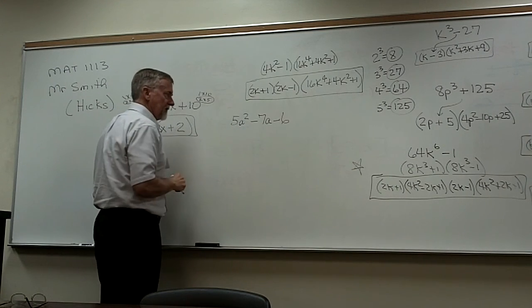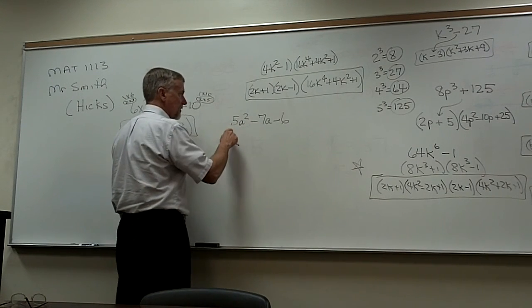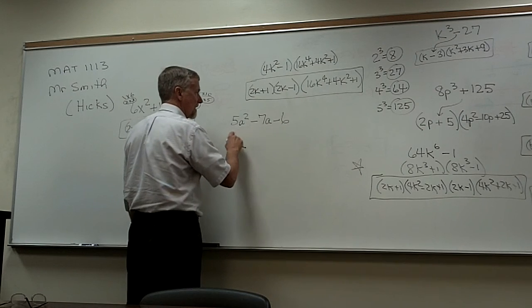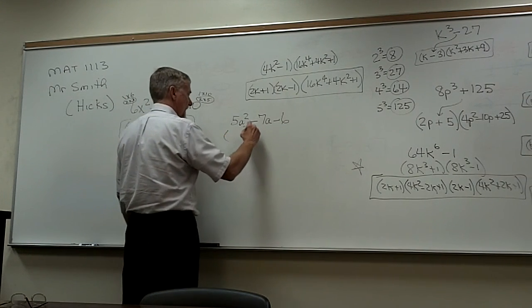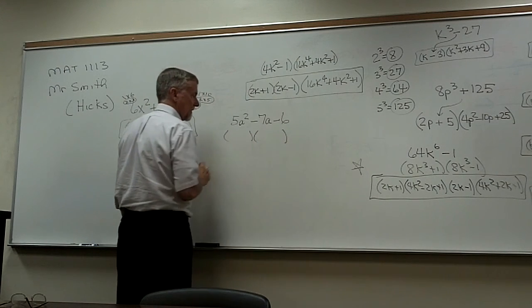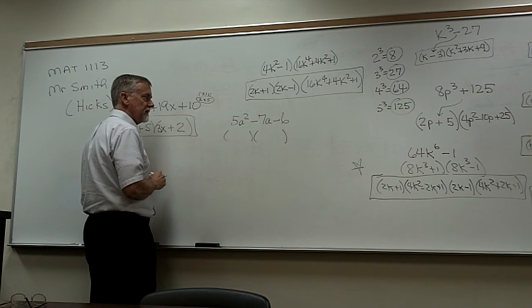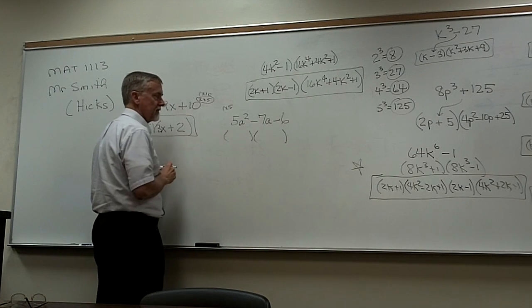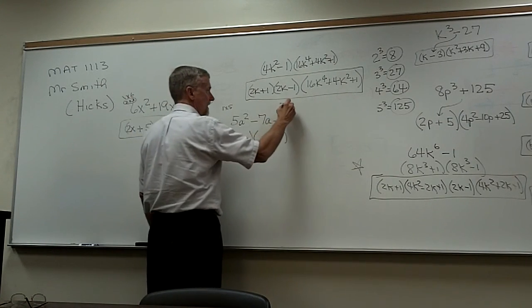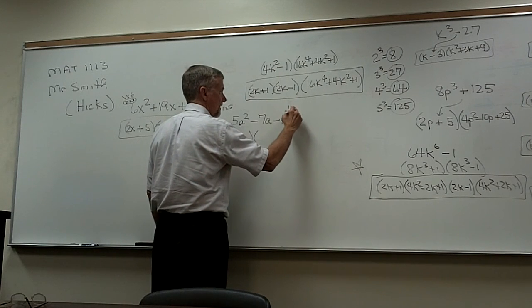Alright, 5a squared minus 7a minus 6. Similar situation, I check for a common factor. There is nothing common throughout that problem there. If there's nothing common, then I can factor this only if it factors into a pair of parentheses. The only factors of 5 are 1 and a 5. With a 6, I have a 1 and a 6, or a 2 and a 3.